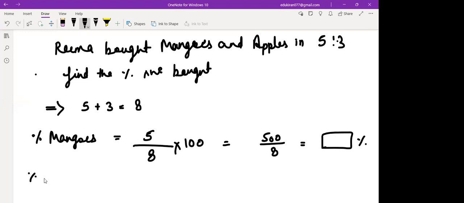The next is the percentage of apples. So the percentage of apple would be, total is 8. Out of this, how much is apple?